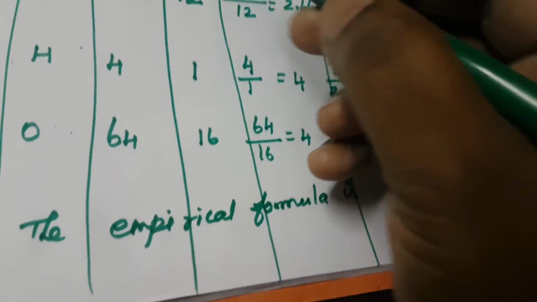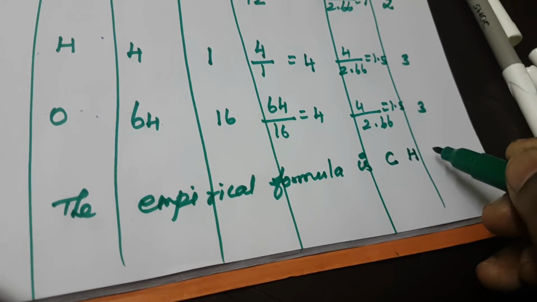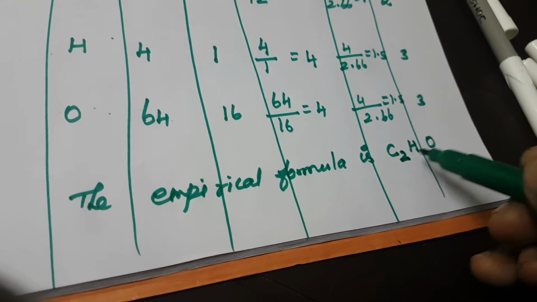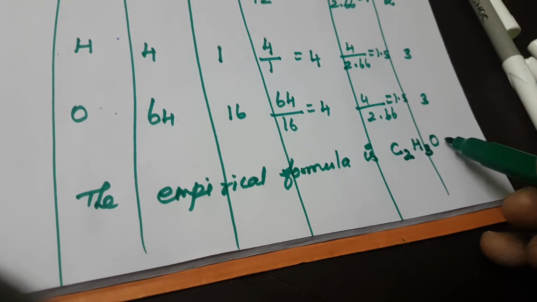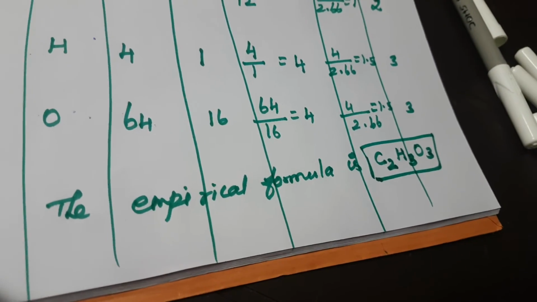Finally, you write the empirical formula. How to write it? First you write the element: carbon, hydrogen, oxygen, right? Carbon is 2, hydrogen is 3 and oxygen is 3. So this is the empirical formula of the given percentage.